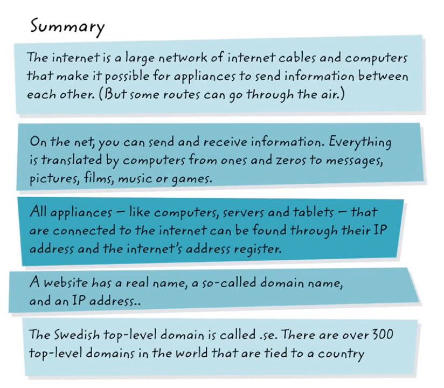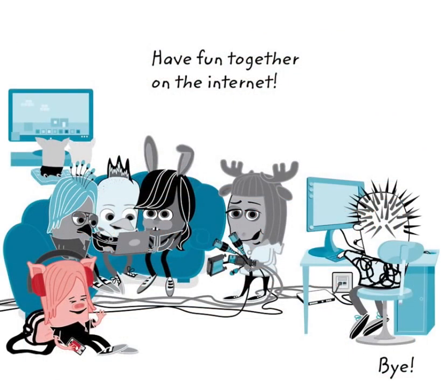A website has a real name, a so-called domain name, and an IP address. The Swedish top-level domain is called .se. There are over 300 top-level domains in the world that are tied to a country. There you go. Now you know a little more about the global computer network called the Internet, which is used by 2.7 billion people. Have fun on the Internet.